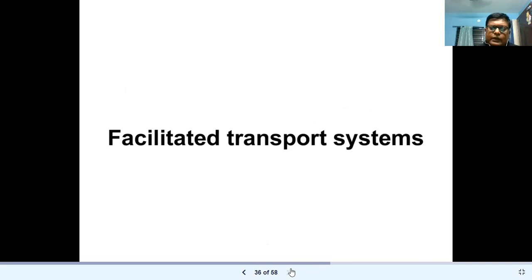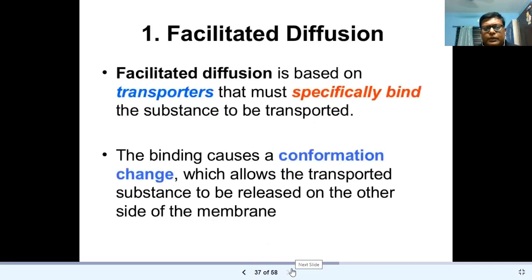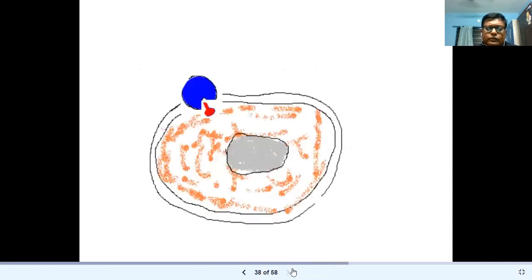Now, facilitated transport system. Facilitated diffusion basically depends upon a transporter. Basically, it is a diffusion, so there is no requirement of energy here, and molecules are moving in favor of their concentration gradient, that is from the area of larger concentration to the area of smaller concentration, and one transporter molecule is required here. Facilitated diffusion is based on a transporter that must specifically bind to the substance to be transported. The binding causes a conformation change which allows the transported substance to be released to the other side of the membrane.